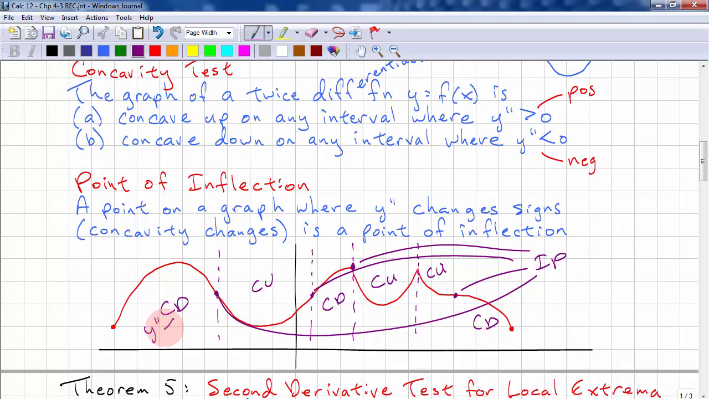Second derivative is less than 0. Second derivative is greater than 0. Second derivative is less than 0. Second derivative greater than 0. Second derivative is greater than 0. Second derivative is less than 0.